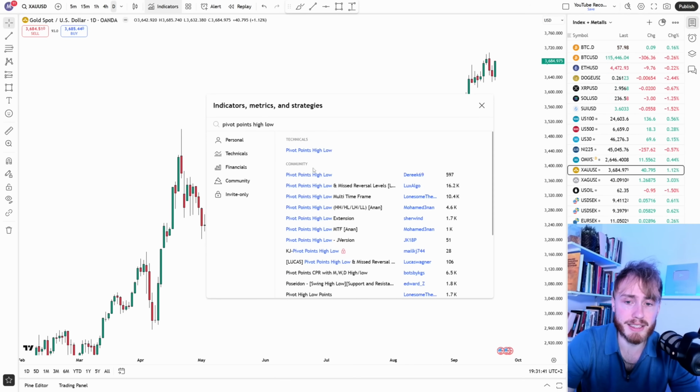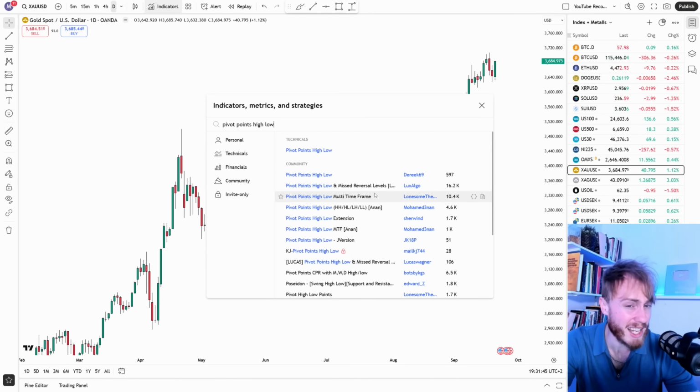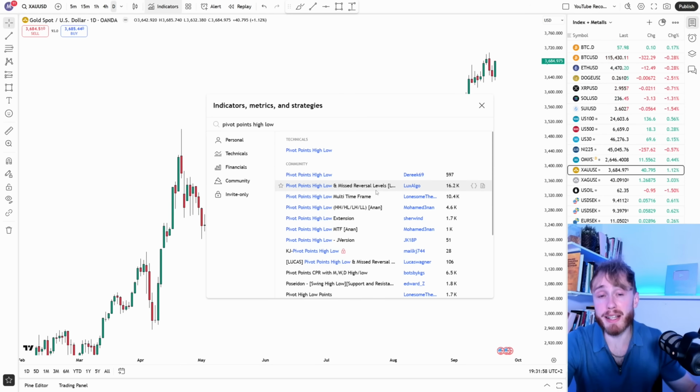And once again, as always, we have many community built indicators. This one is not as popular as, for example, the MACD or the RSI, but we still have many community built indicators.